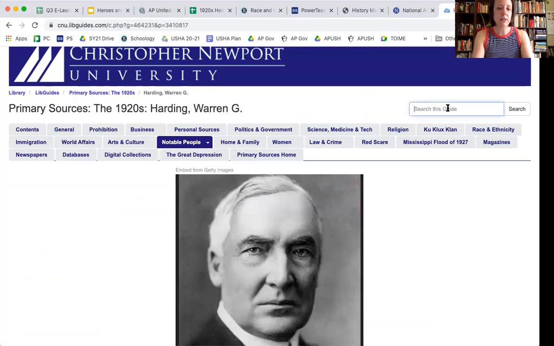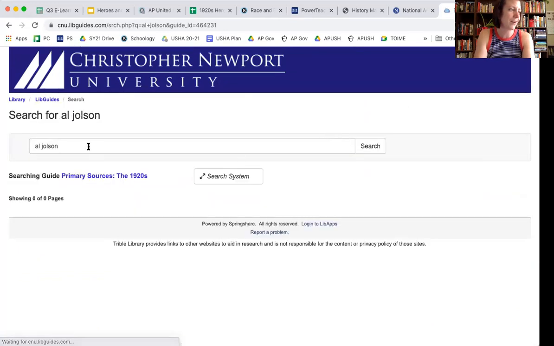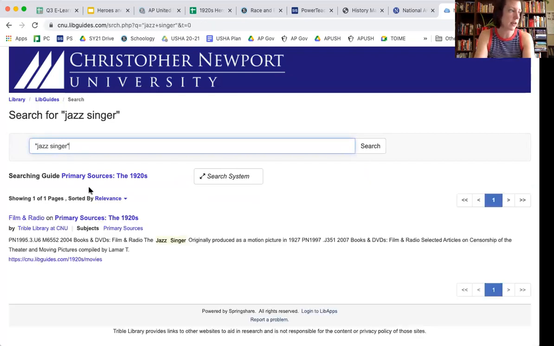But even if you haven't, if you just search in this guide, let's say I search for someone like Al Jolson. And I think when I did this before, yeah, he doesn't come up, but you can get a little bit creative with your searching. And let's say I'm going to search for the movie, The Jazz Singer.